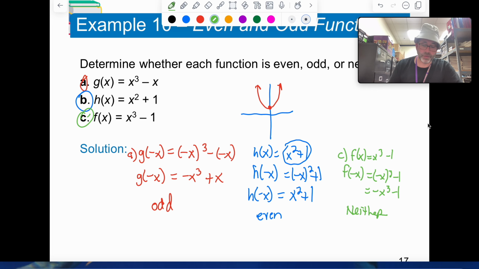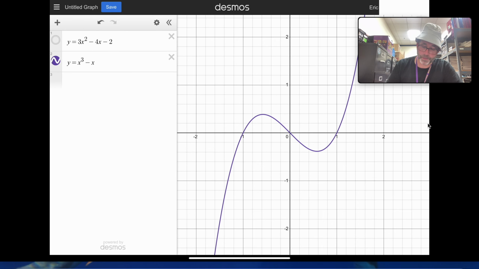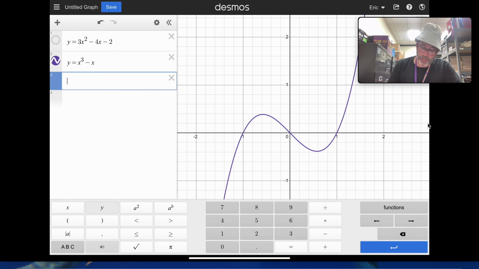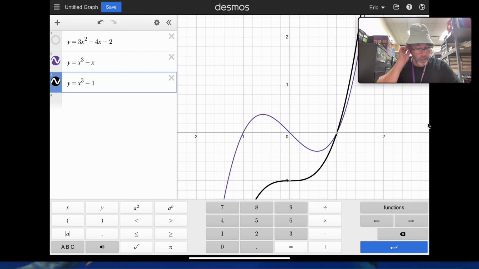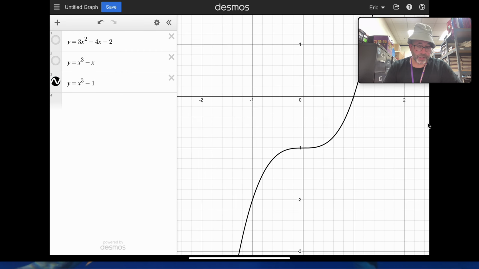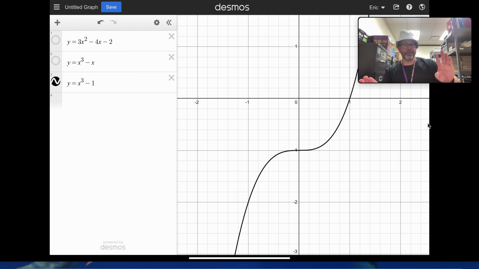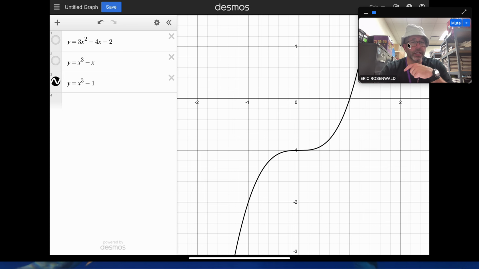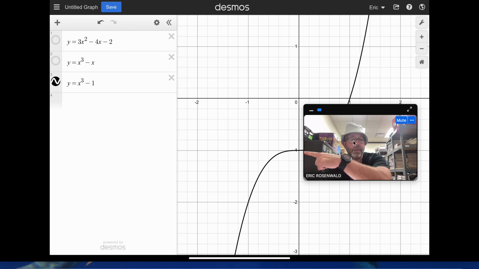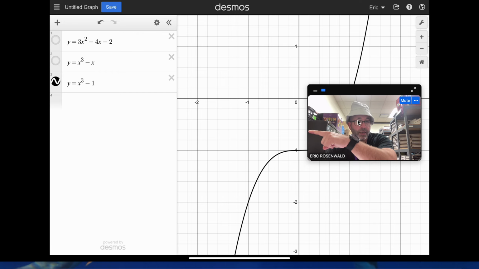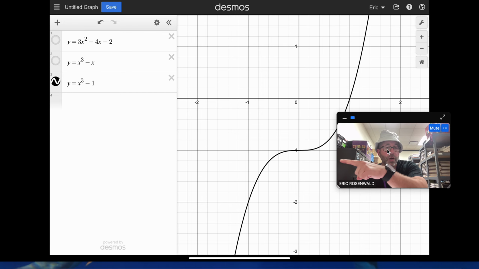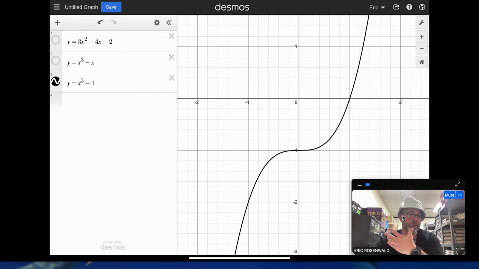Let's look at what this looks like. Y equals x cubed minus 1. And we can see that you see the symmetry on the right side and left side, but it's not over the origin. You can see that my graph actually passes through that point right there. Because it passes through this point right here and it's not up here at the origin, we don't have symmetry with respect to the origin. It's not an odd function.